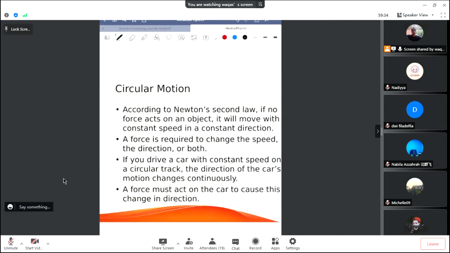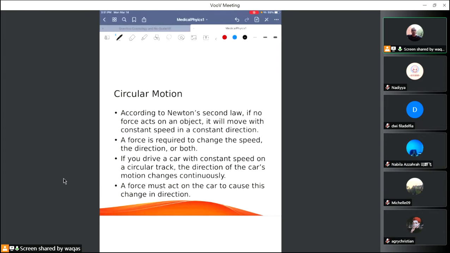Now we want to try to understand circular motion. You know Newton's second law. In Newton's second law, we see that if no force acts on an object, it will move at a constant speed in a constant direction. For example, if a body moves here and no force acts on this body, it always continues to move in this direction.